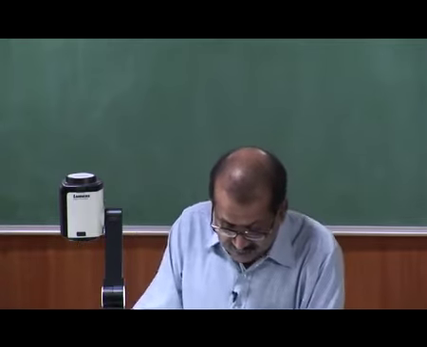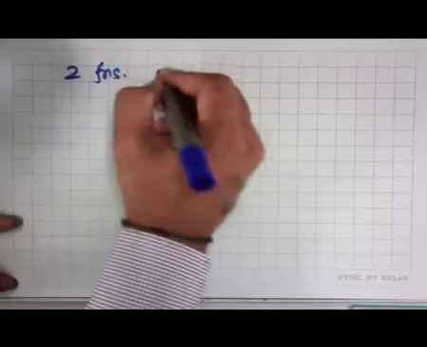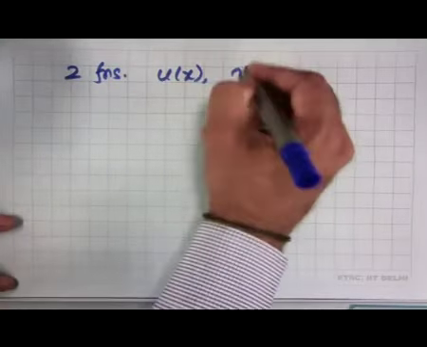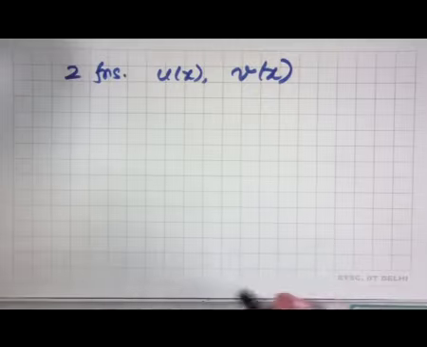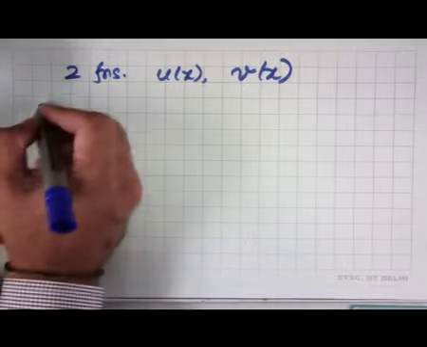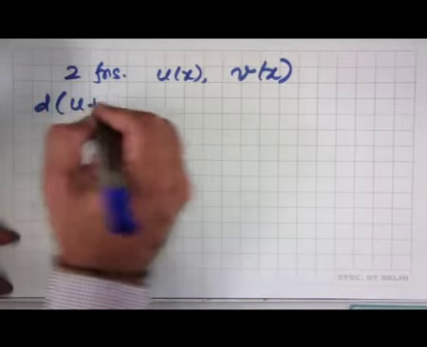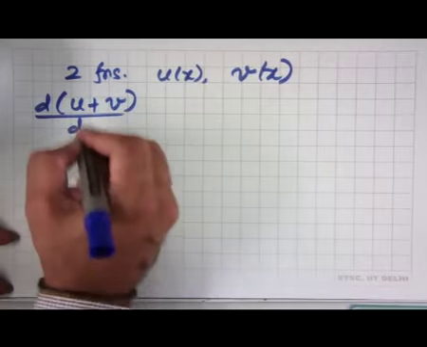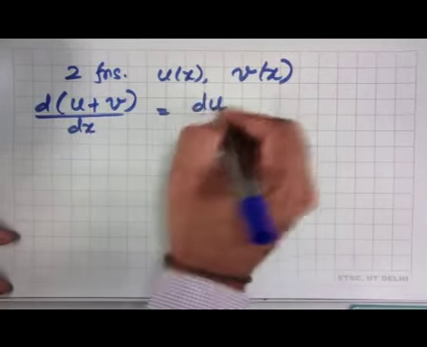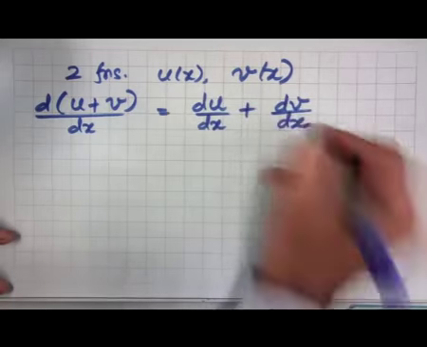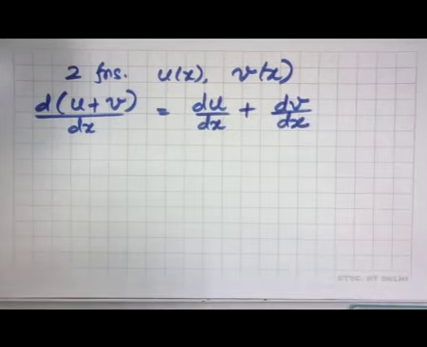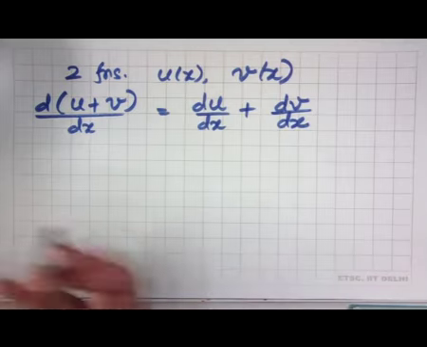So, suppose we have two functions, u of x and v of x. There are two functions, just as we had f of x, there are two of these. Then the derivative of u plus v is equal to the sum of the derivatives. So, any quantity which is defined as a sum, you can take the derivative of individual functions and add them up.